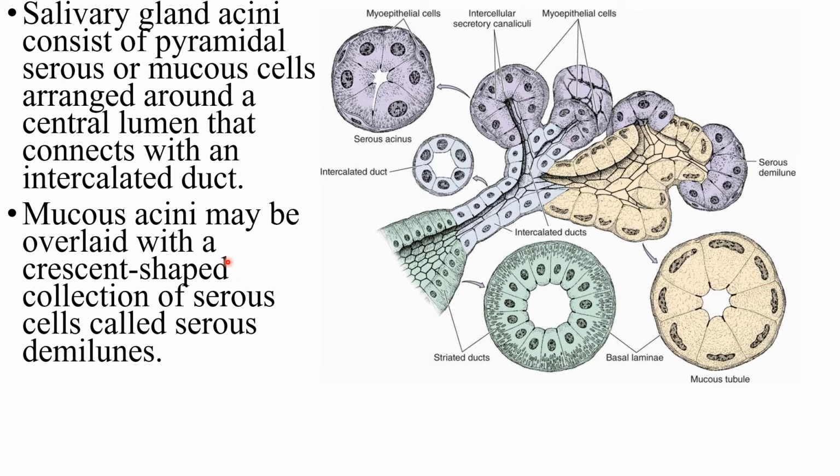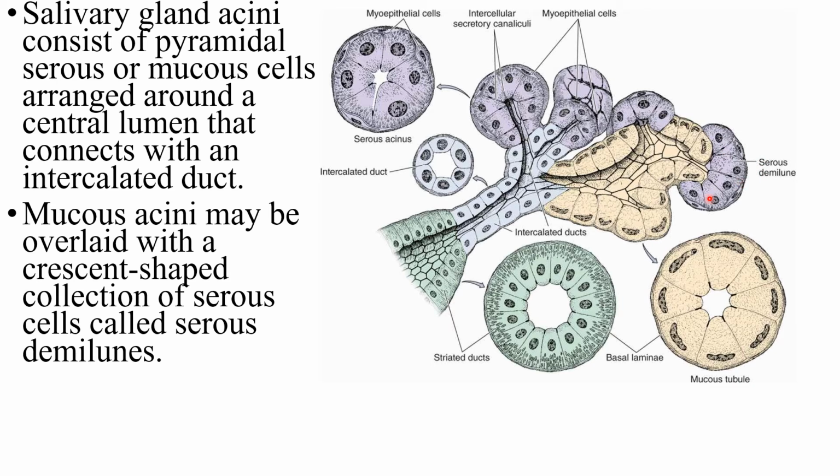The mucous acini may be overlaid with a crescent-shaped collection of serous cells called serous demilunes. So you can see here, this is a mucous acinus, and this mucous acinus will have an overlay. That means over the mucous acinus there will be crescent shaped, half moon shaped serous cells. This is the serous cell, and this structure is called serous demilune.